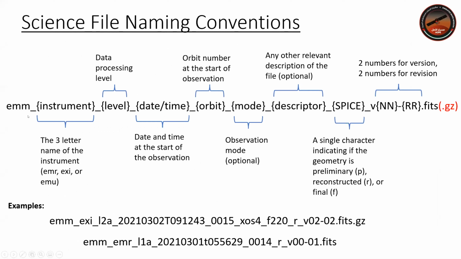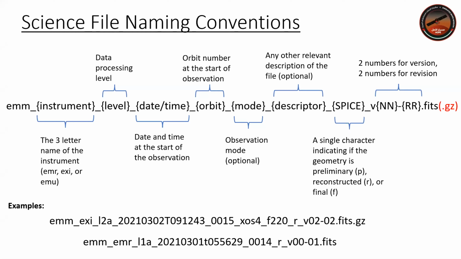What this is describing is how the files are named. Each field here in the file name is separated by an underscore, and each field represents something different depending on the order it shows up in the file name. Every science file begins with the letters EMM underscore. The next 3 letters represent the instrument. The next field represents the data processing level, so how far up in the processing chain it is. Then the date and start time of the observation. That's the start time, not the median time or anything like that. This is when the data in the file starts.